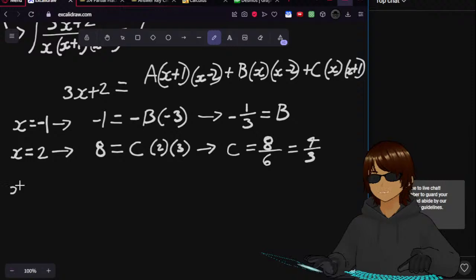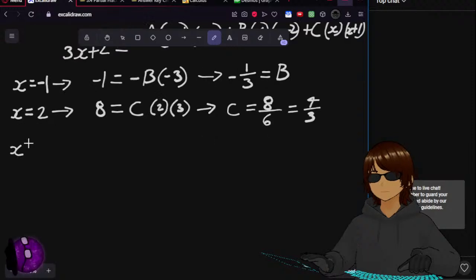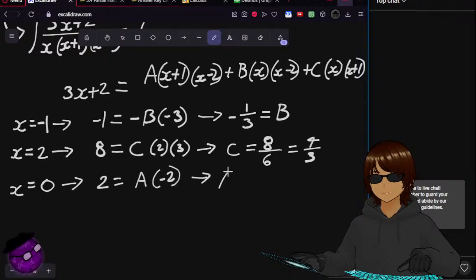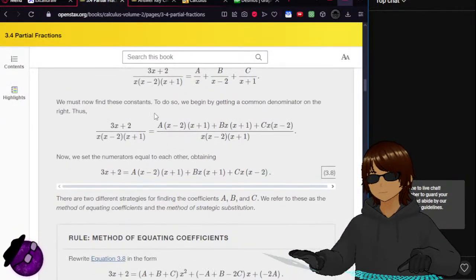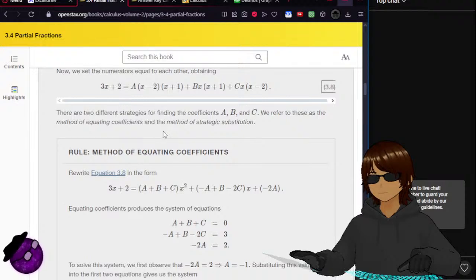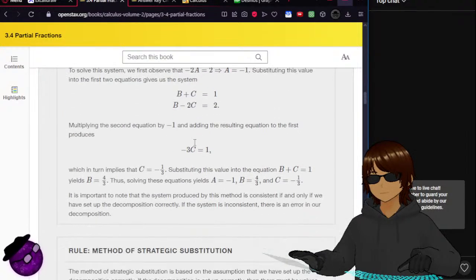And then x is 0. Which means 2 is equal to a minus 2. So a is equal to negative 1. Four over 3 minus 1 over 3 minus 1.